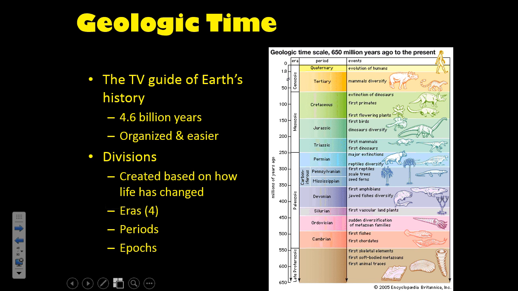All right, using relative and absolute time, radiometric dating, and fossils to understand the order in which events happened allows us to then organize the whole history of the Earth. And we do this in something called geologic time, or the geologic time scale. There is a simple geologic time scale on this slide, and what you need to understand about it is the following: this essentially is like a TV guide for the Earth.